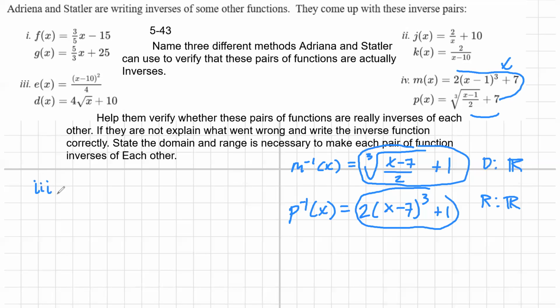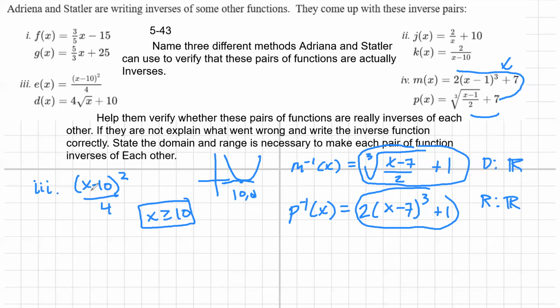For number 3, let me look at number 3. What do we say for number 3? For number 3, since it's an x minus 10 squared over 4, we want to restrict the domain, right? This is just some parabola that is over at 10, 0. So we want to make x be greater than or equal to 10. We need to restrict the domain because that's what would make this go to 0, is 10, right? So since it's been shifted over 10 units, we want to restrict it to x is greater than or equal to 10, and that will work for us.